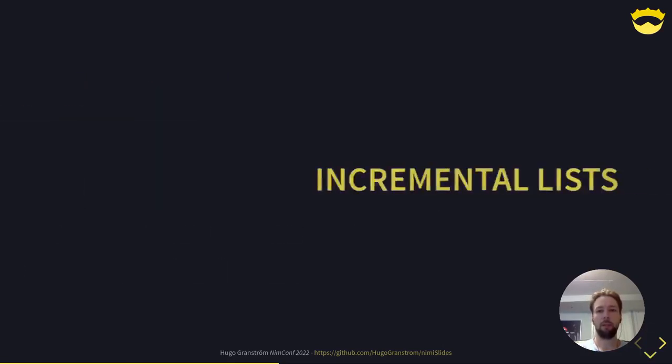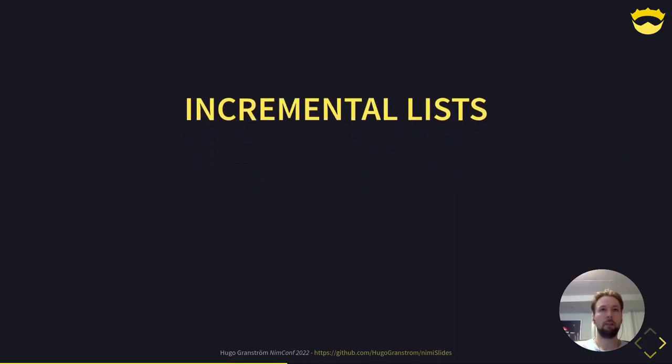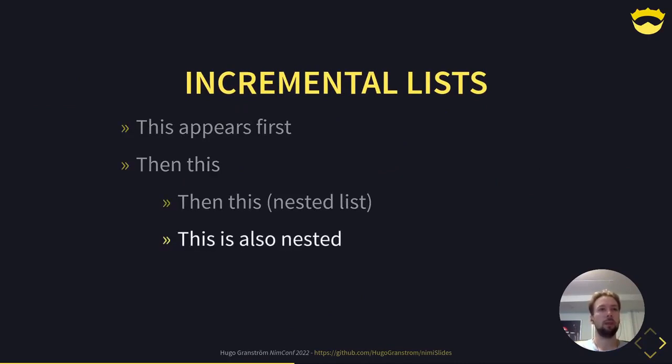And then we have incremental lists. And they are your standard lists which appear one item at a time. Like this. And you can nest them and do a lot of things. And as you can see, the current list item is highlighted while all the others are faded out a bit. And this is, in my opinion, pretty neat as it puts highlight on the current item.